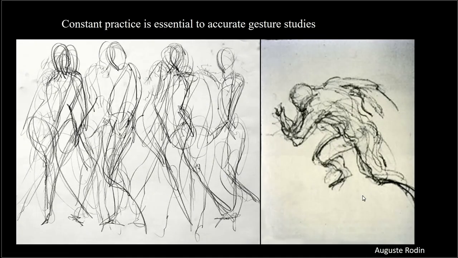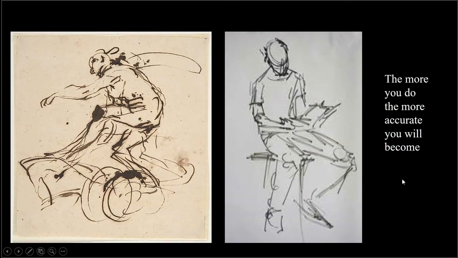Constant practice is really essential to accurate gesture studies. I mean, this is Auguste Rodin's gesture study for a running man. Look how many lines happened before he got to these committed ones. And he's correcting them with the commitments in here. The more you do, the more accurate you're going to become. So do as much as possible.